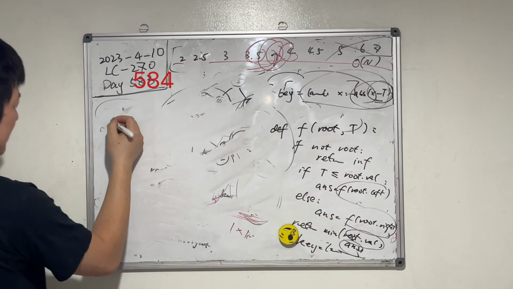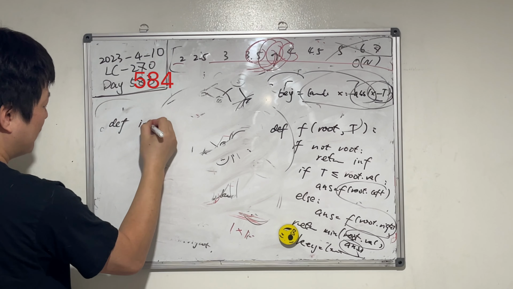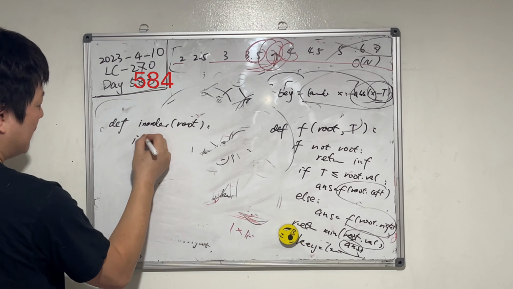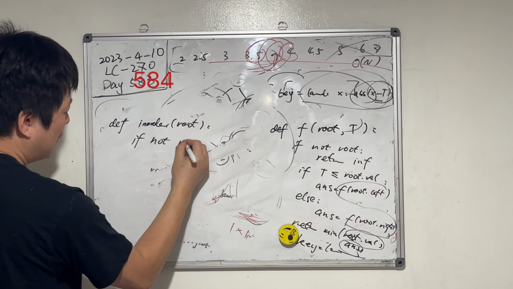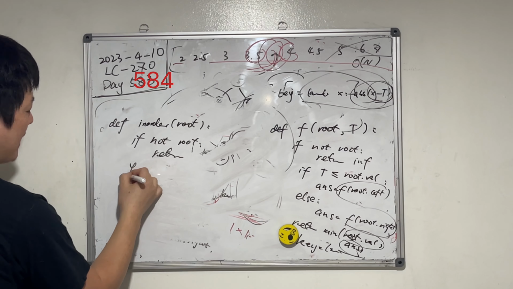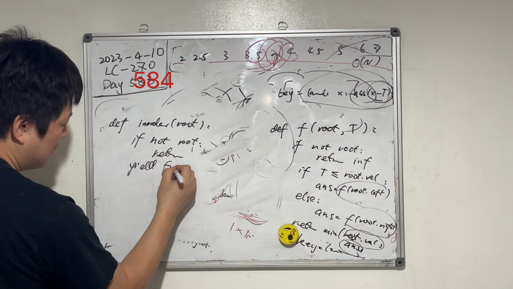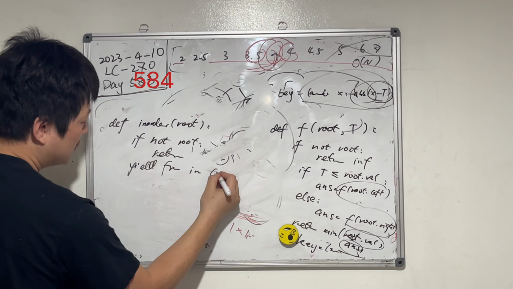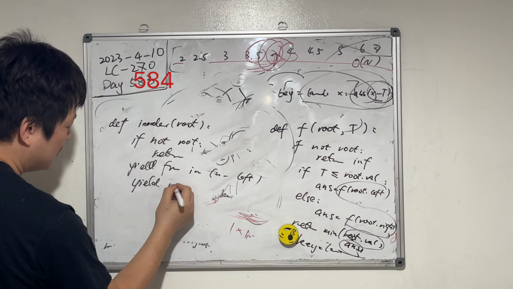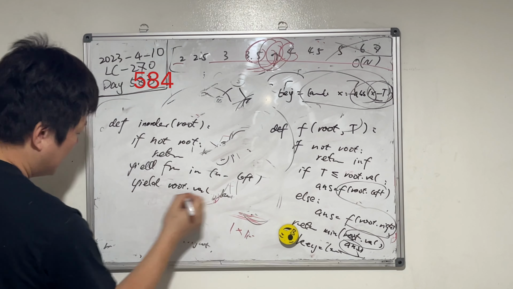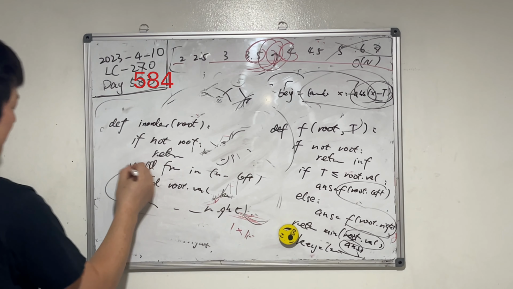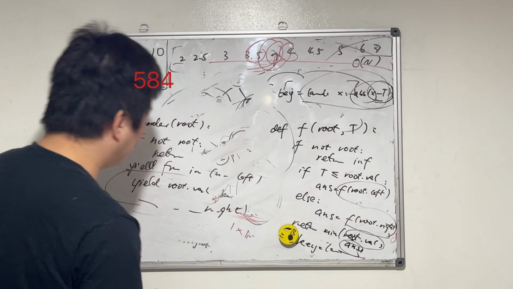So let's write this in order thing again. Define inorder(root). If not root, or if root is None, return. And then yield from inorder(root.left), yield root.value, and yield from inorder(root.right). Okay, this is using the yield.